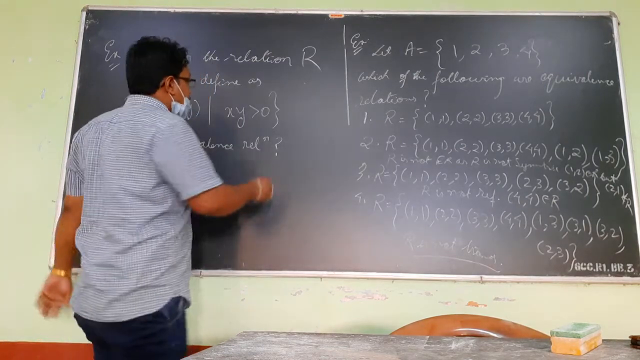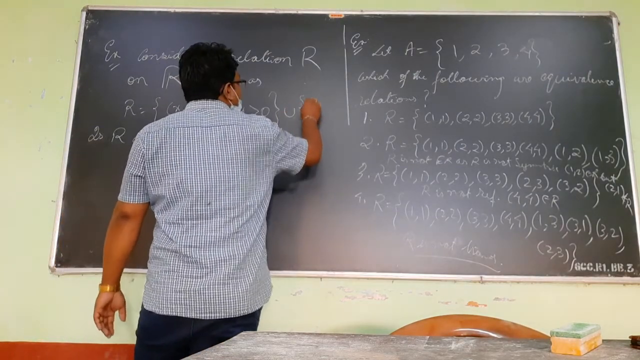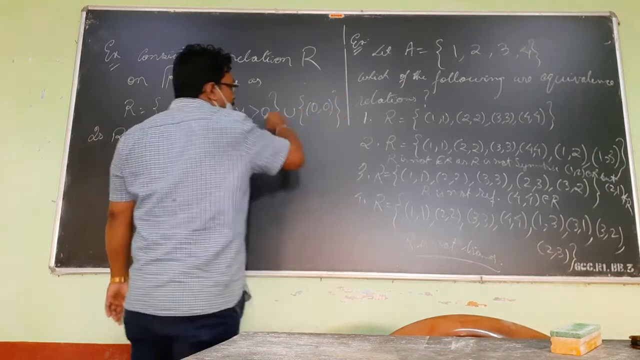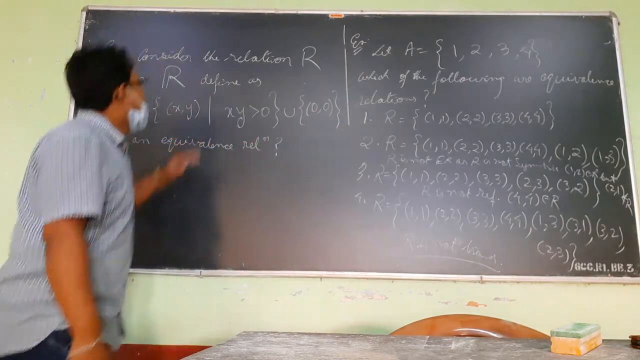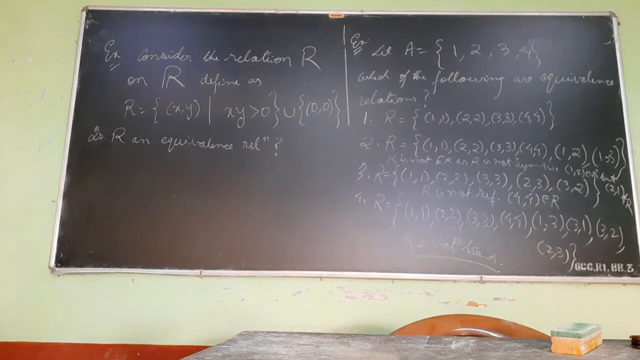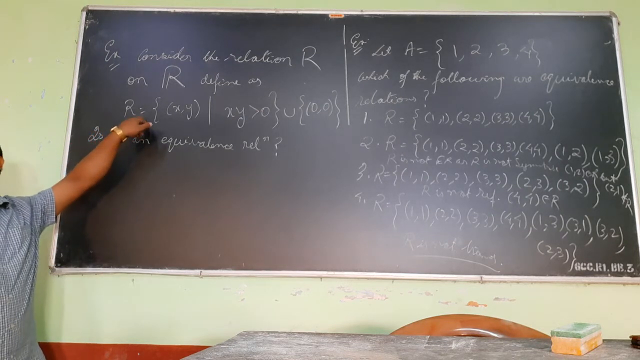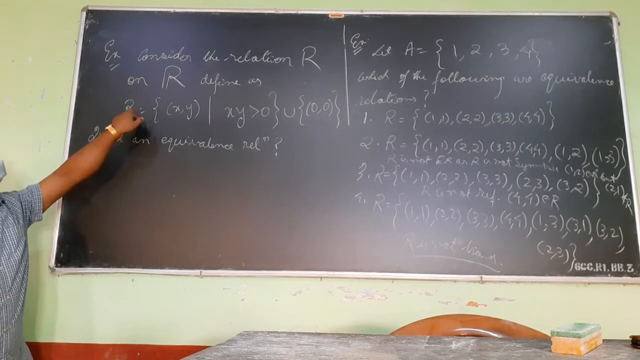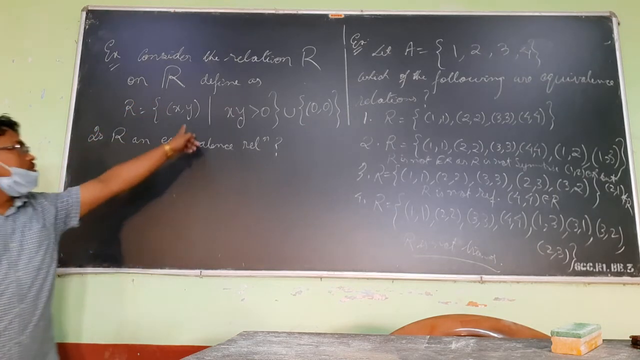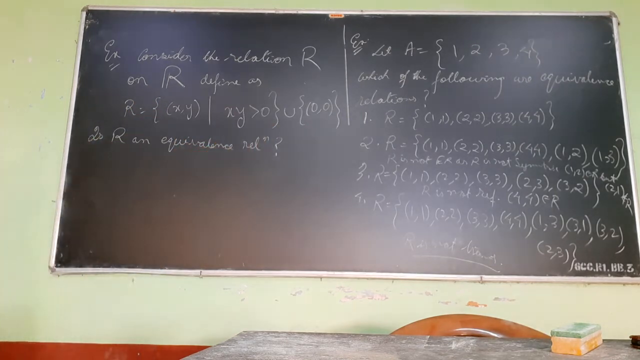We can make it reflexive by including 0 0, so 0 is related to itself. I have included it separately. Now try whether it is an equivalence relation or not. The relation is actually a set, a subset of R cross R. So with the relation, I can take this union. The union of two relations on a set is also a relation. The intersection of two relations is also a relation.